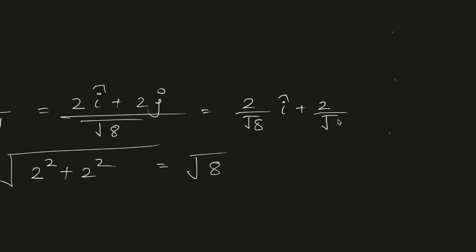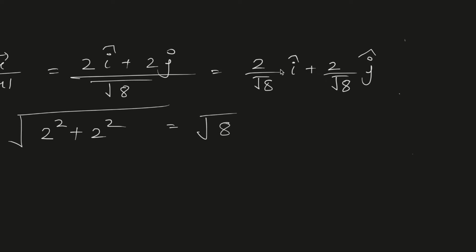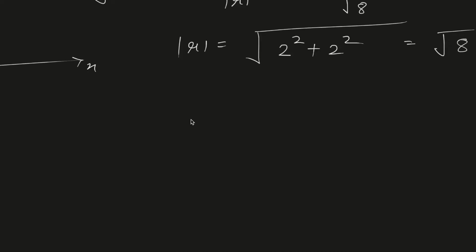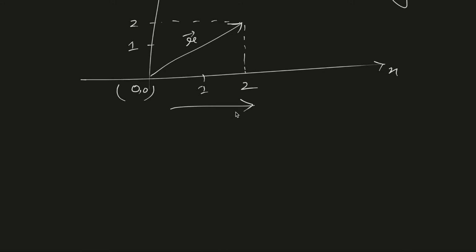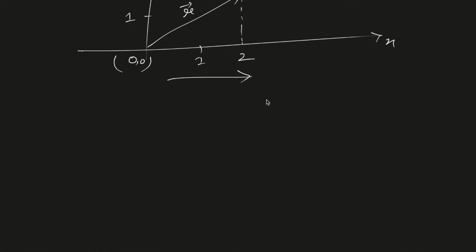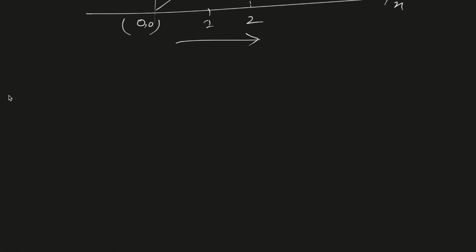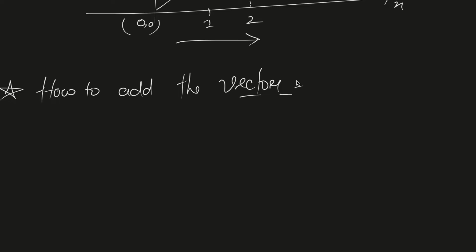In this way you can make any vector a unit vector. Unit vector means it has magnitude 1. Unit means 1, and this is simple. And then how do we add vectors? Vector addition.